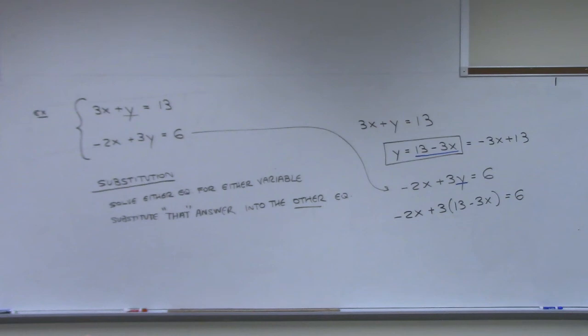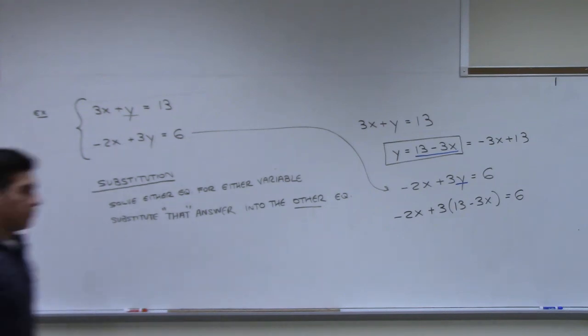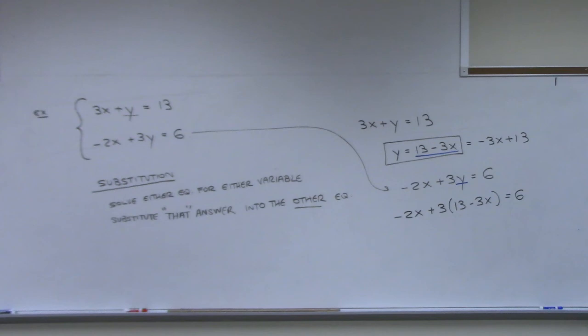You missed the x right here. When you did 3 times -3x, you get -9x. Now collect your x's together. So I'll just do -2 minus 9? X, yes, negative 11x. Plus 39. You still have plus 39 there, right? Equals 6. Now, minus 39. Yep, there you go. And you're on your way.